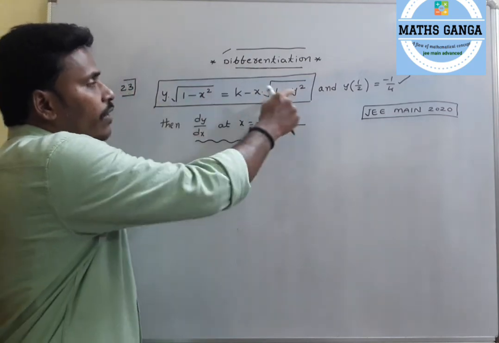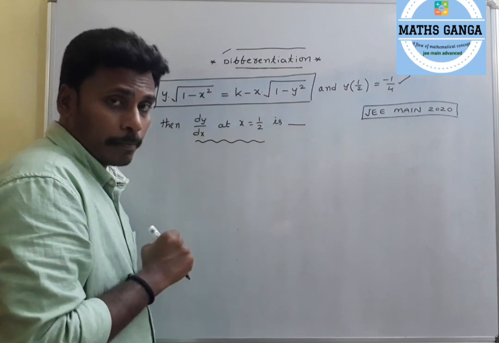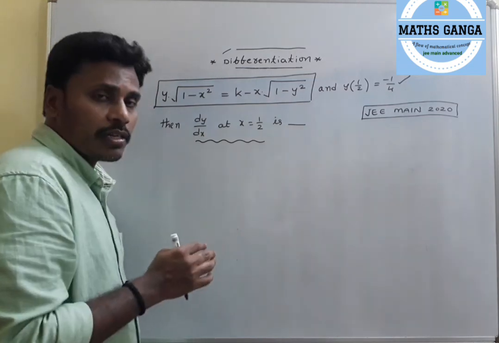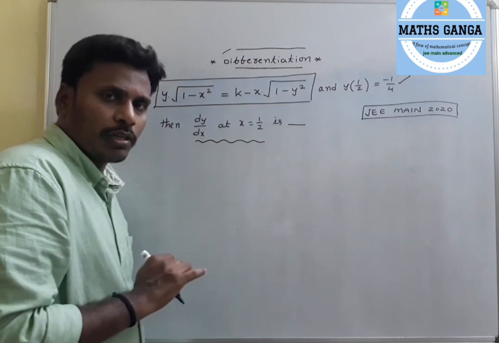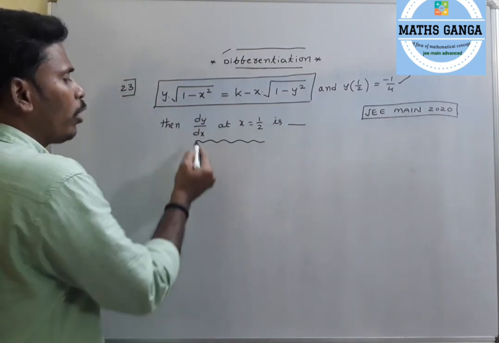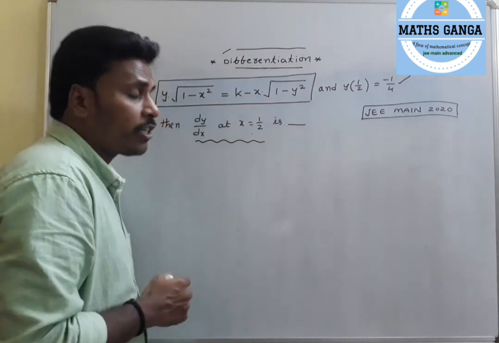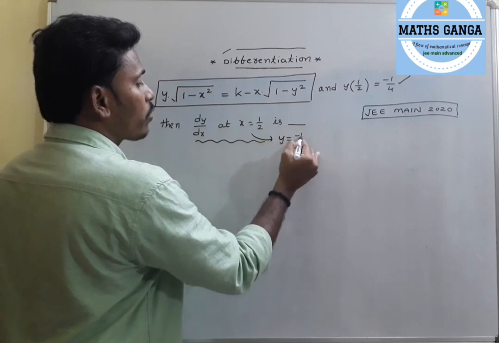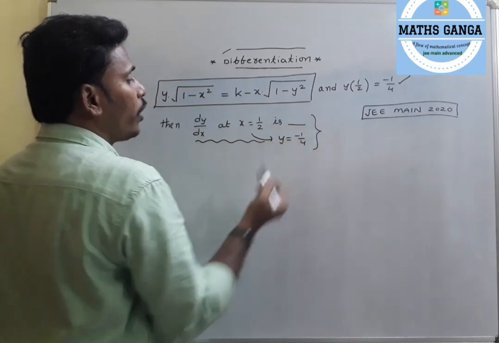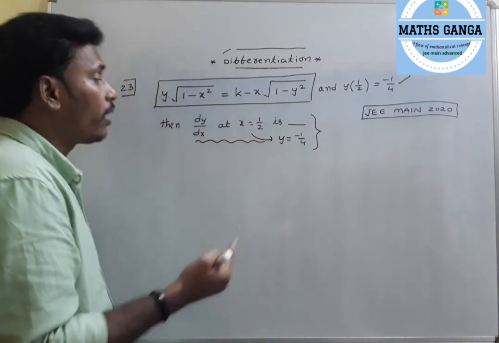We need to find dy by dx at x is equal to 1 by 2. Actually, for the given relation, k is unknown. We don't know about k. But since k is a constant, on differentiation, k gets cancelled, right? So no need to bother about that k. We need to find dy by dx at x is equal to 1 by 2. And the question itself mentioned that at x is equal to 1 by 2, y is equal to minus 1 by 4. These two together we need to use to find dy by dx at this point. So now dy by dx.